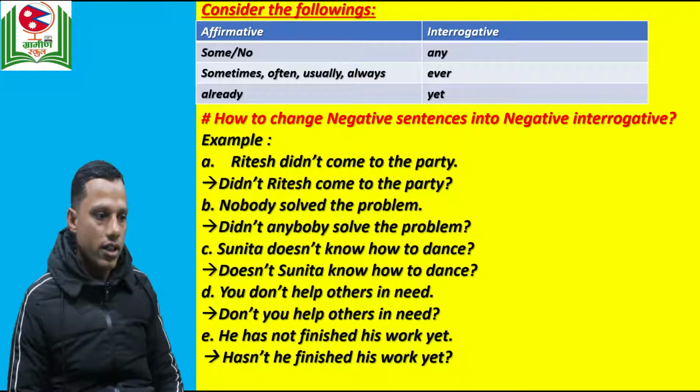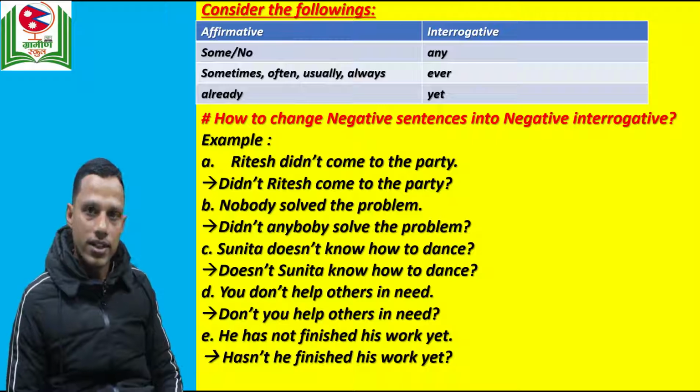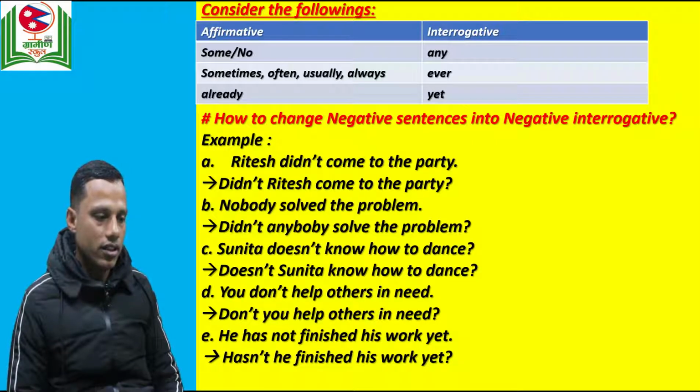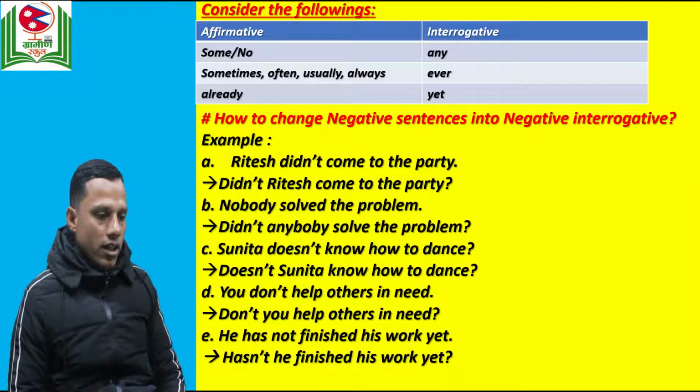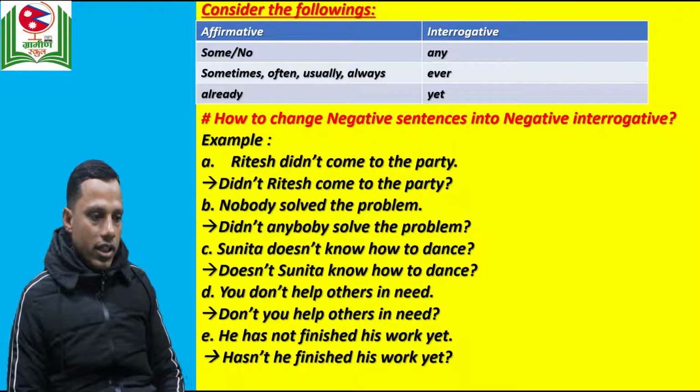Similarly, the words like sometimes, often, usually, always in an affirmative sentence change into ever in interrogative. Similarly, the word already in an affirmative sentence changes into Y-E-T, yet. You can see over here. Now we have finished changing affirmative into interrogative.